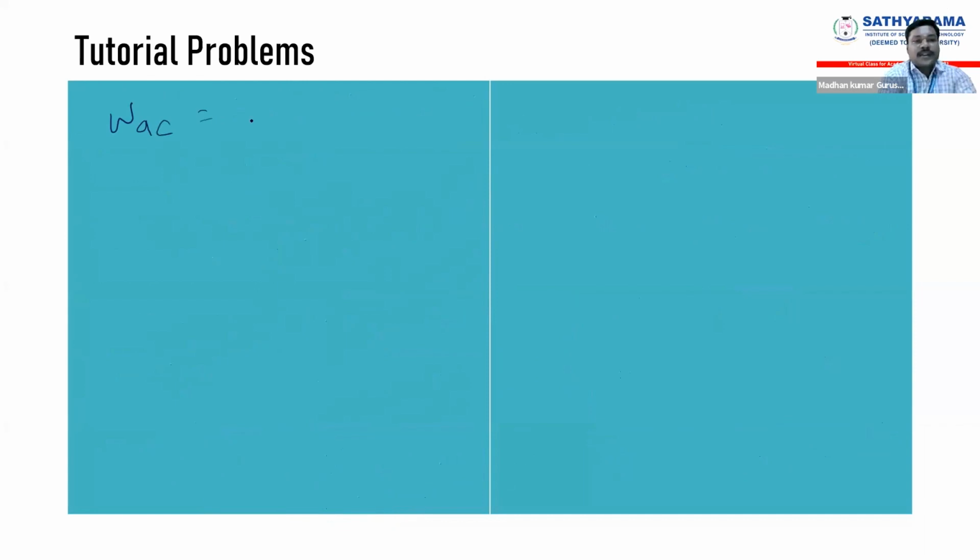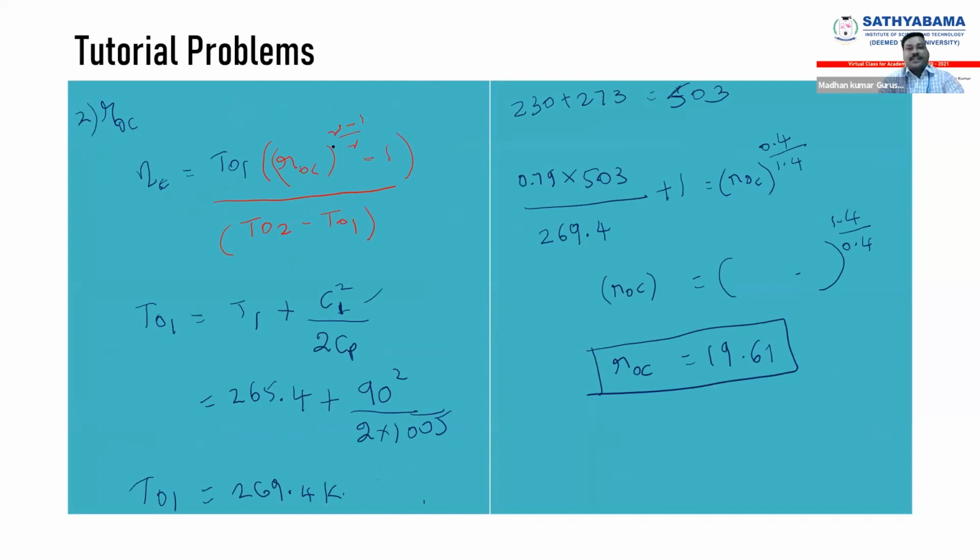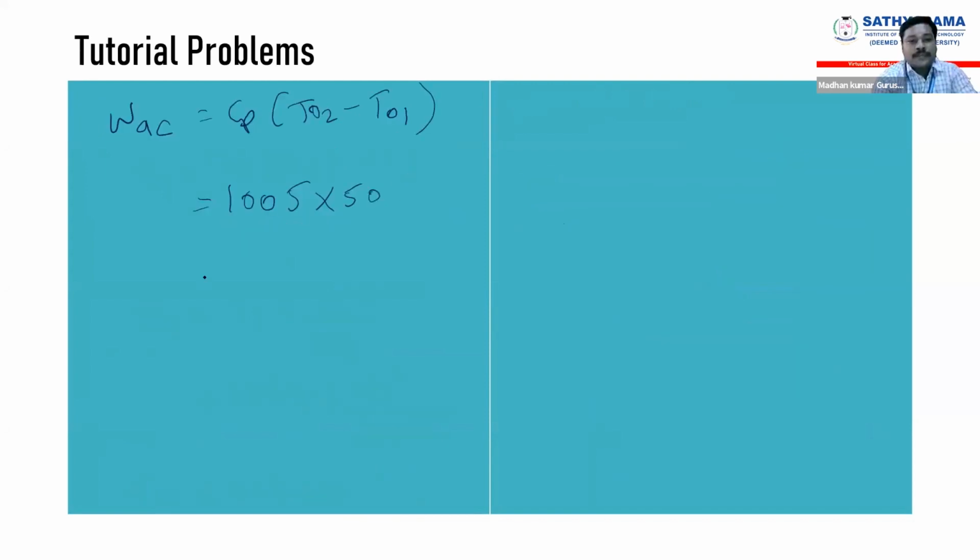So finally we are going to compute the work done of the compressor, right? You are leaving m dot, and then you are multiplying Cp multiplied by T02 minus T01, right? And then what is your Cp value? It was 1005, and then what is the change in temperature? It was 503 Kelvin, right? So into 503. So what is your answer? What is WAC now?